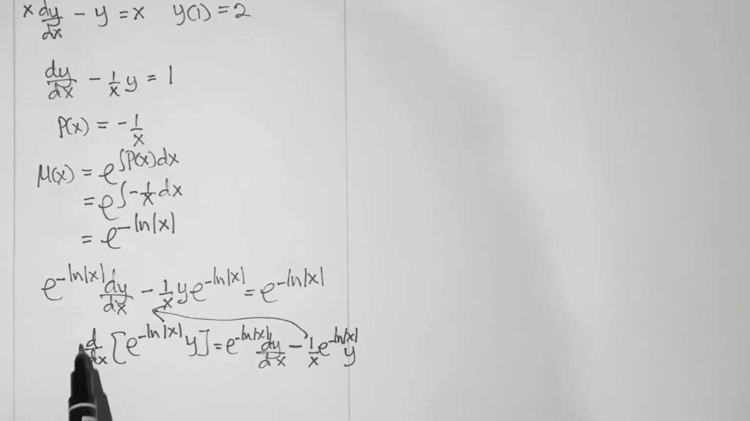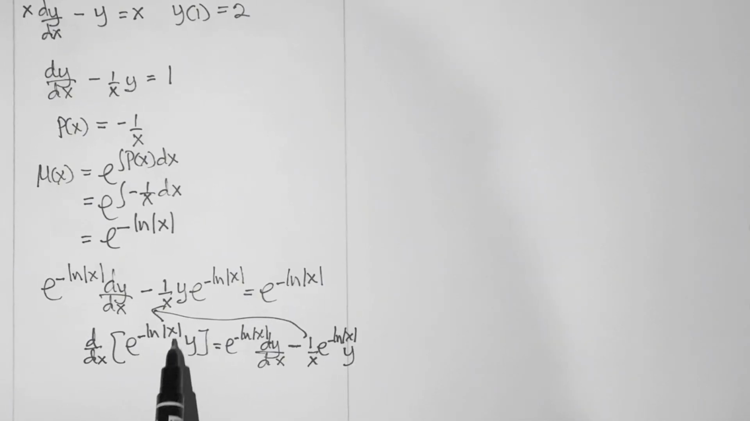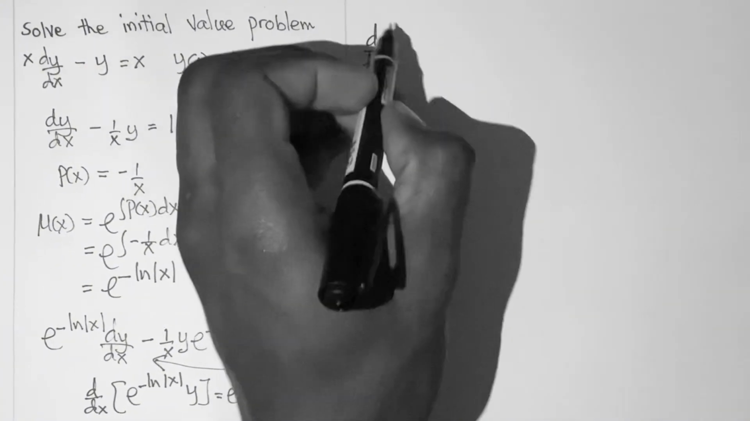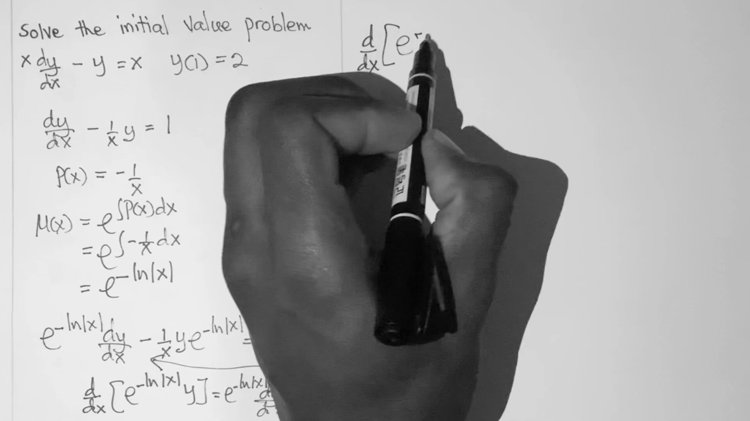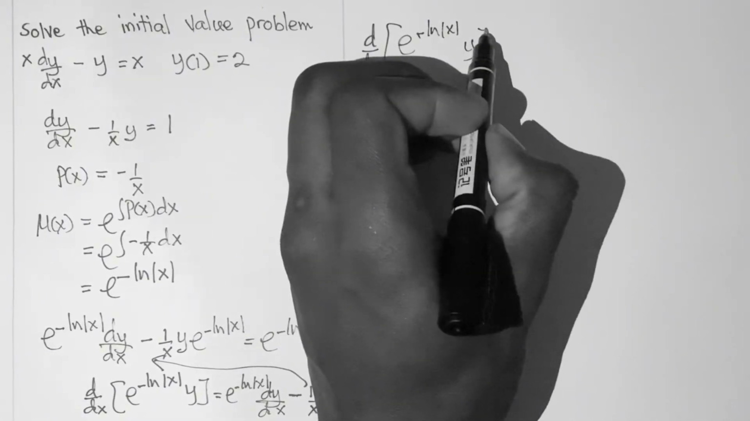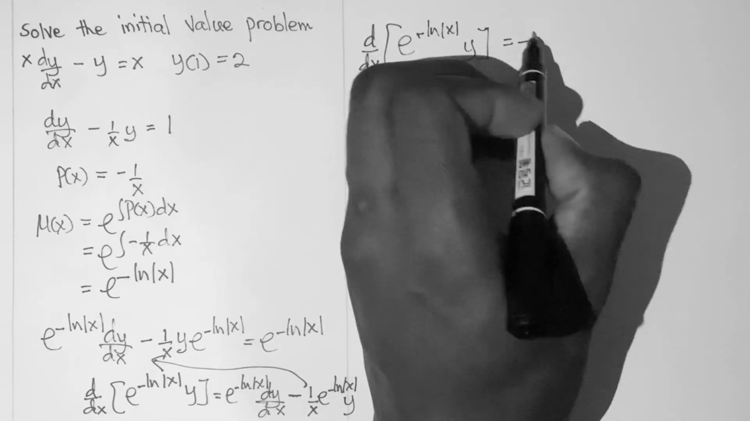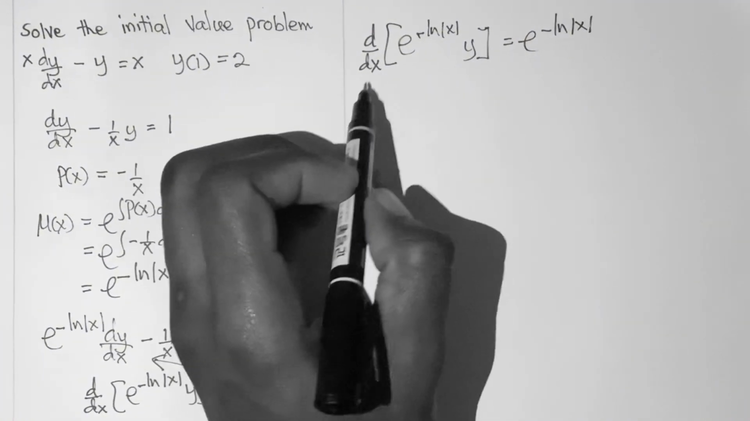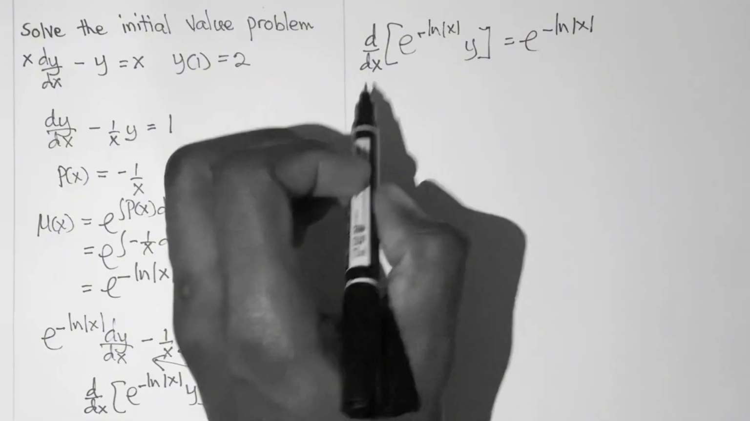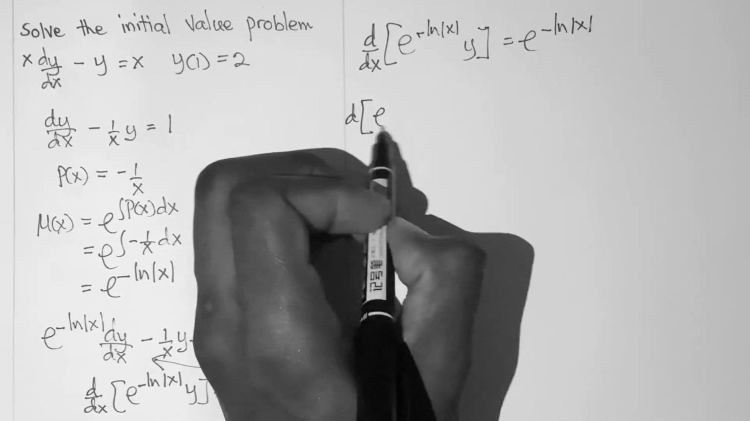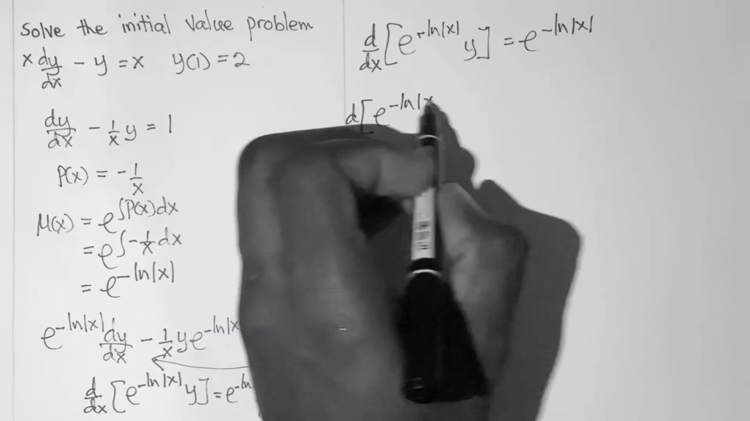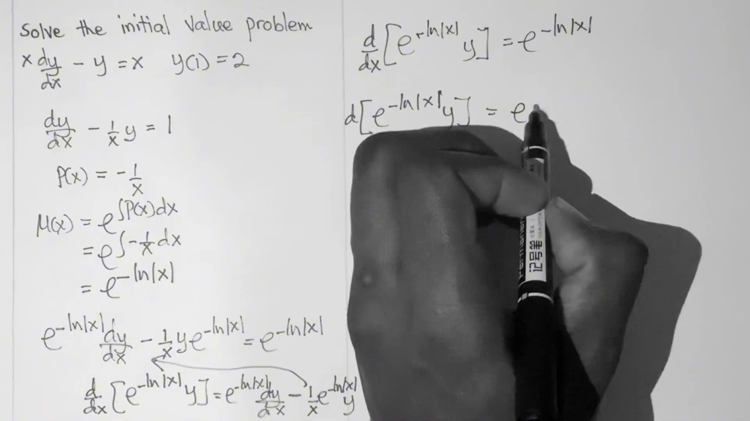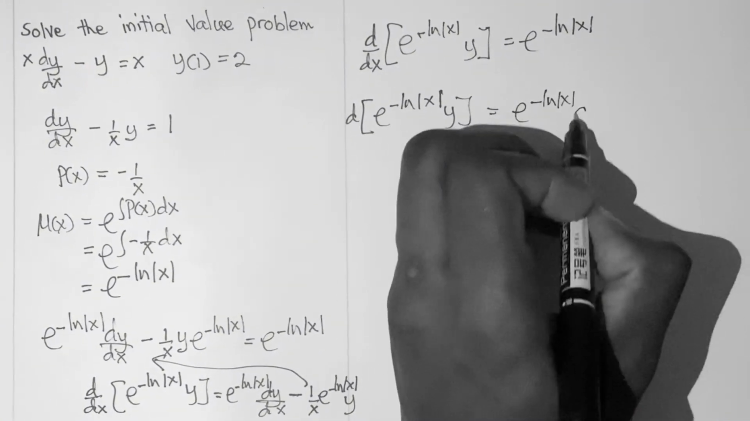That means we can replace all of this with d/dx of e to the power of minus natural log of the absolute value of x, times y. So the equation becomes d/dx of e to the power of minus natural log of the absolute value of x times y equals e to the power of minus natural log of the absolute value of x. So if we multiply through by dx, it becomes d of e to the power of minus natural log of the absolute value of x times y equals e to the power of minus natural log of the absolute value of x dx.